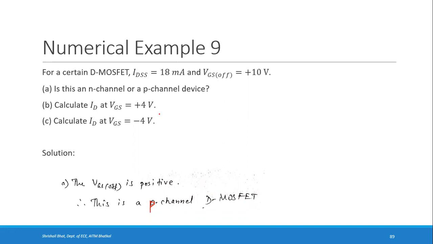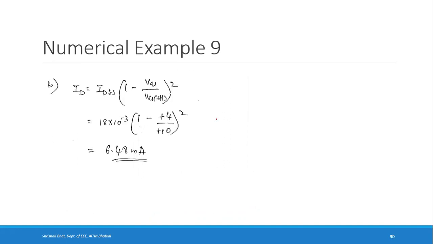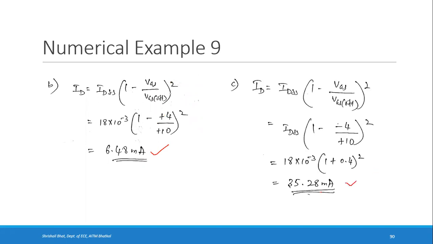So take the same equation: ID is equal to IDSS multiplied by 1 minus VGS by VGS off, the whole square. This is a very, very important equation in this chapter. Most of the problems are based on this, that is, in JFET or DMOSFET, whereas in EMOSFET there is a different equation where you get that K. If you substitute VGS as +4, you get 6.48 milliamps. Now if you take VGS as -4, it will be in enhancement mode, so it should be more than this. If you substitute, simplify and calculate, it will be 35.28 milliamps.